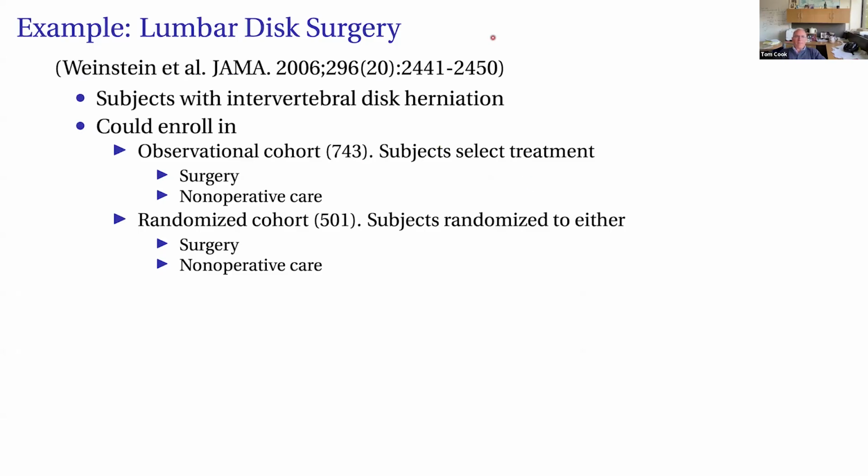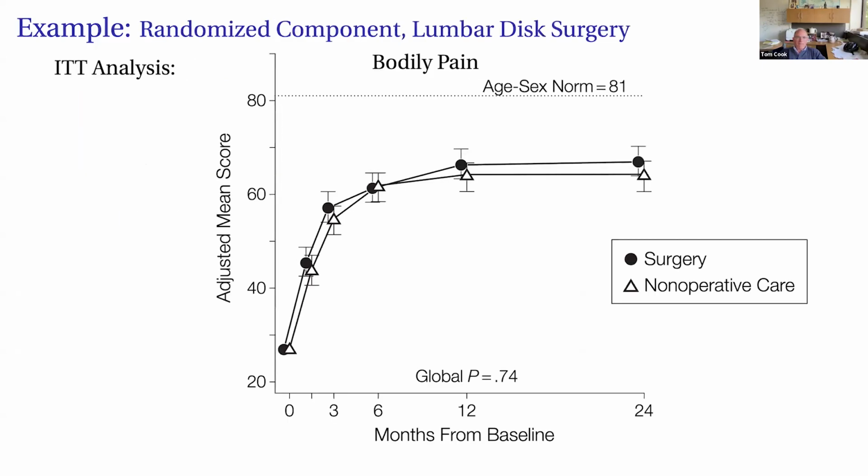Here's another example. This is lumbar disc surgery. Subjects were enrolled with intervertebral disc herniation, and they had a choice either to be enrolled in an observational cohort where they got to select their treatment, either surgical or non-surgical, or they could be in a randomized cohort where they were randomized to either surgery or non-operative care. These are the overall results by ITT, so by randomized group.